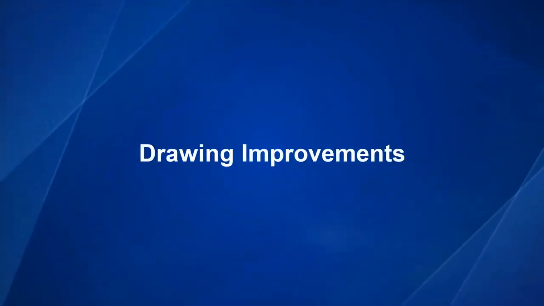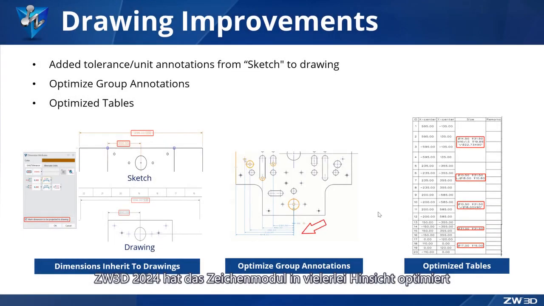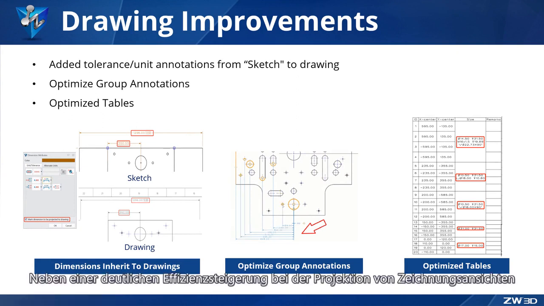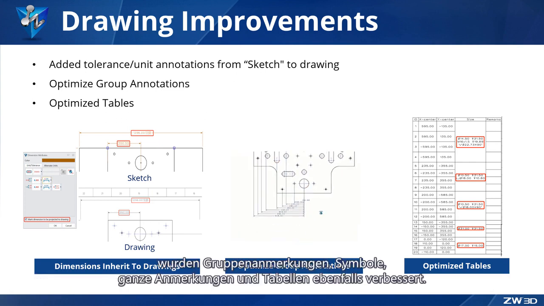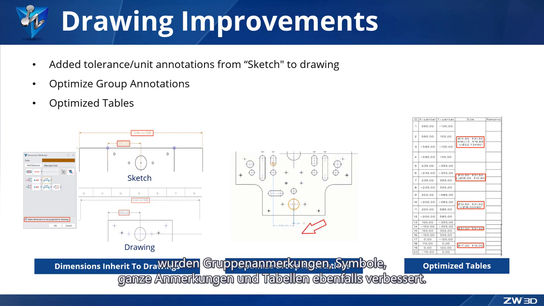Drawing improvements. ZW3D 2024 has optimized the drawing module in many aspects. In addition to a significant efficiency increase in the projection of drawing views, group annotations, symbols, whole annotations, and tables have also been improved.